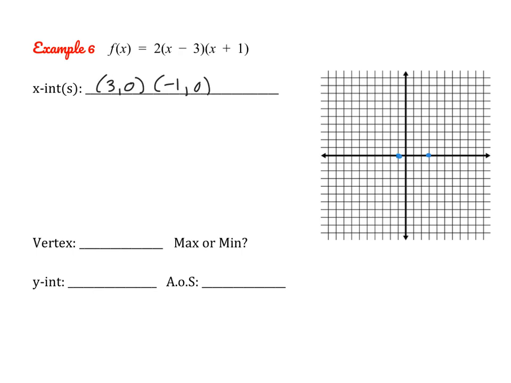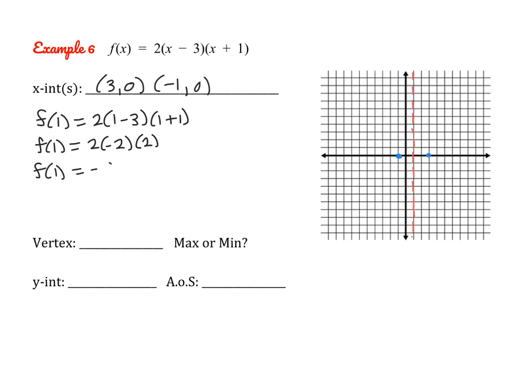And remember, our vertex is always going to occur exactly in the middle of these two. So the exact middle between negative 1 and 3 is at positive 1. So it's actually going to be somewhere on this line. And to find it, we just need to find what f of positive 1 is. So we're going to substitute it into our equation. So we have 2 times negative 2 times positive 2, which is negative 8. So our vertex is at 1, negative 8. So down here.